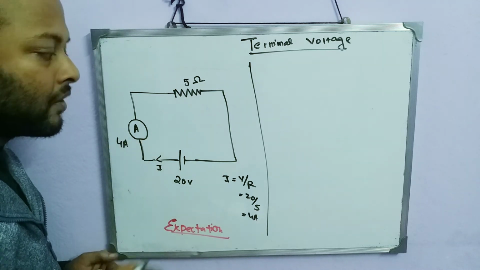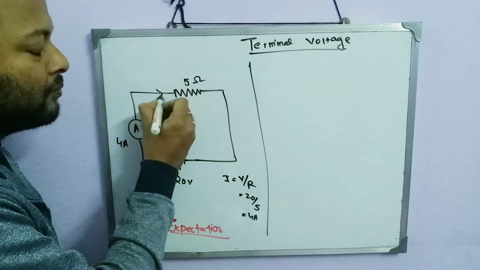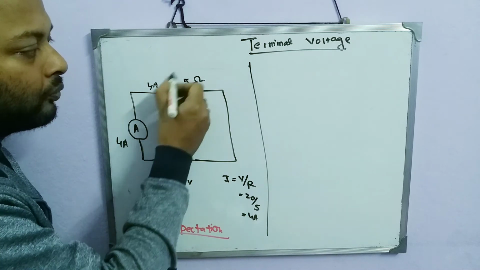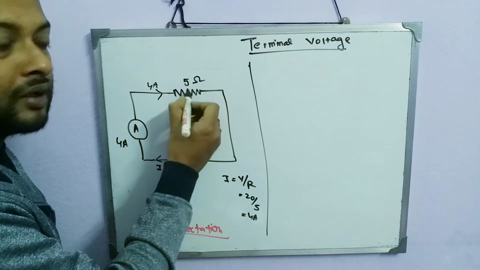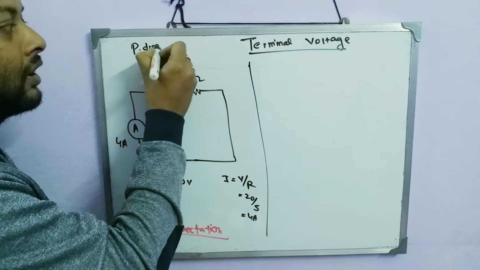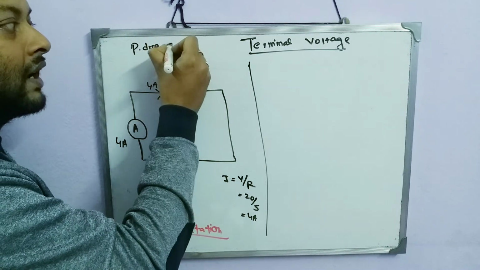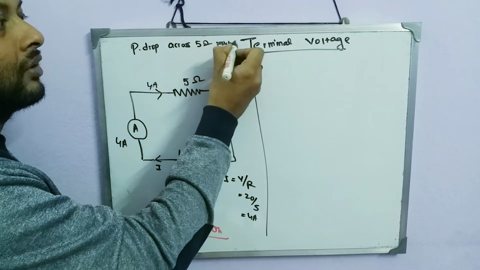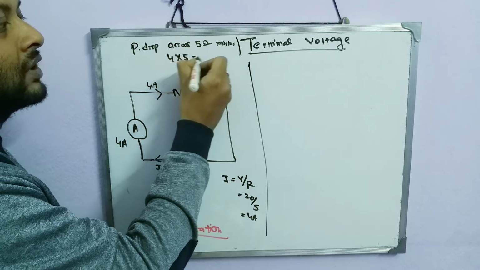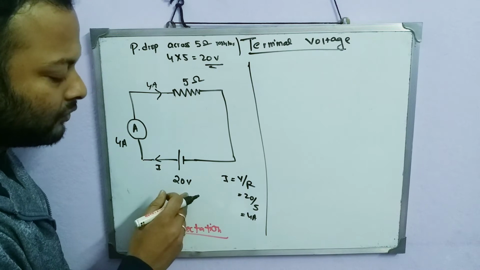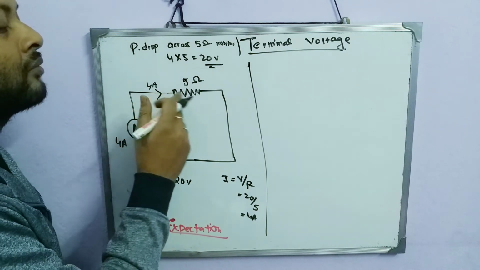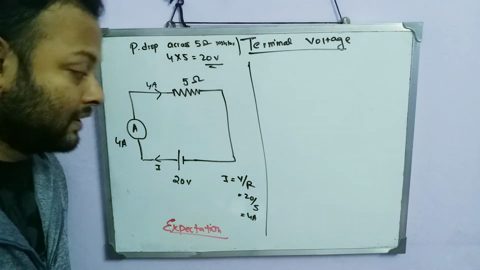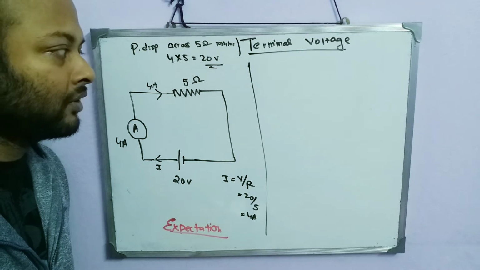But then this 4 ampere current, when it passes through this resistor, how much potential drop will there be across this 5 ohm resistor? 4 into 5, which is equal to 20 volt. So we are giving a 20 volt battery and the resistor is consuming 20 volt. But this is what we expect.